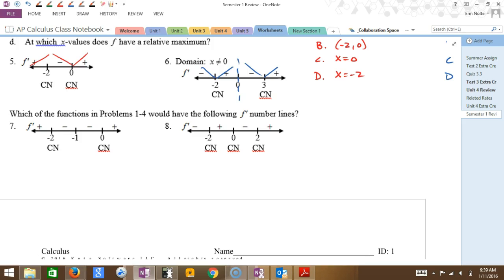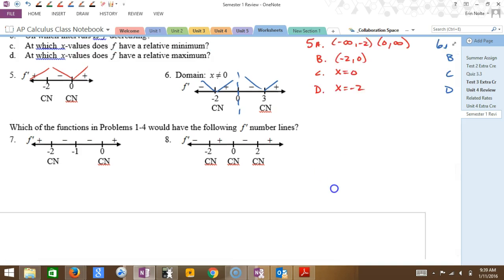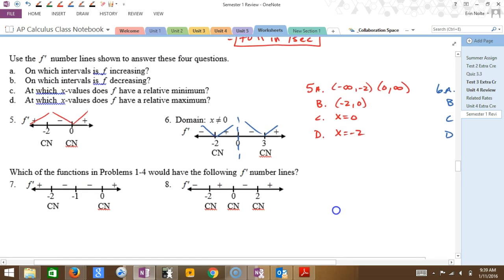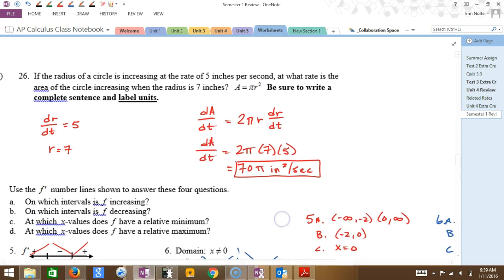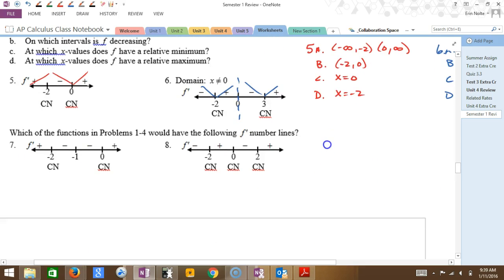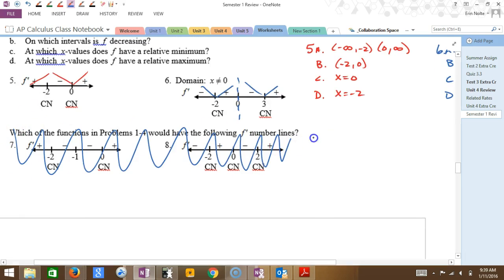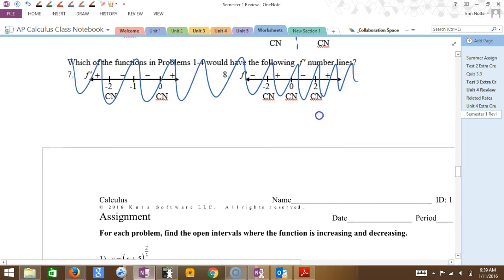I feel like we don't have 1 through 4. Oh, I think we're missing 1 through 4. Okay, so we can't do these questions. That's my bad. Sorry. I did not cut and paste the correct questions. Whew, that's hot. Cool.